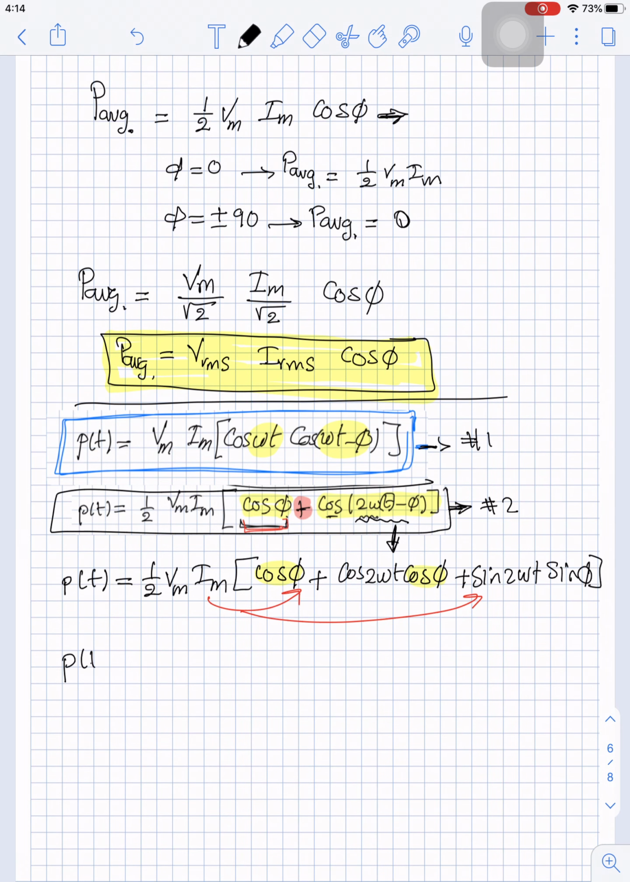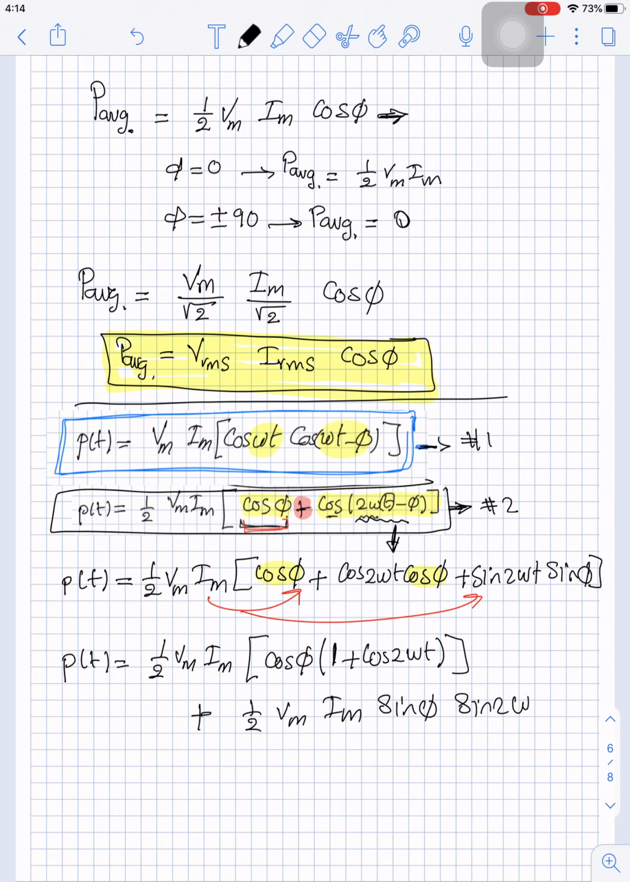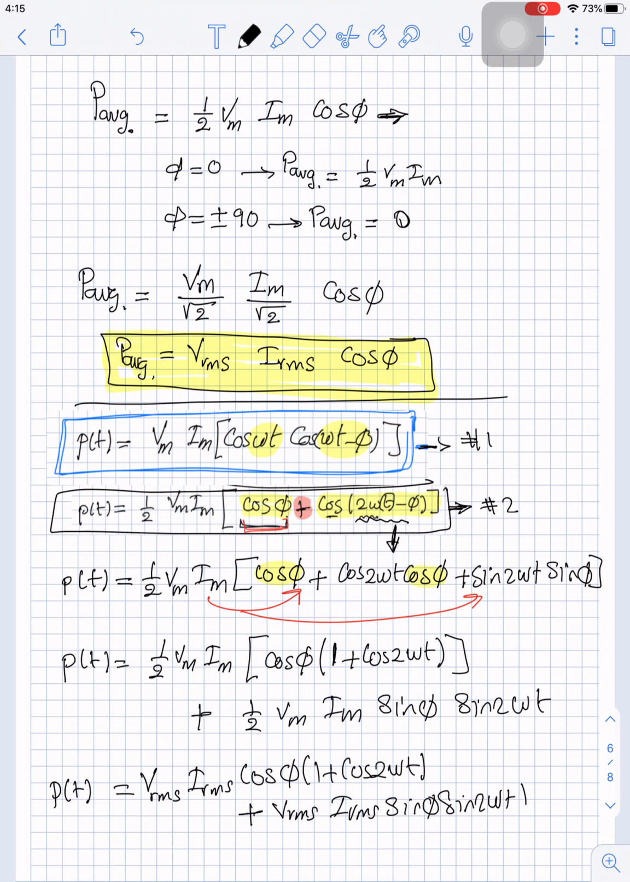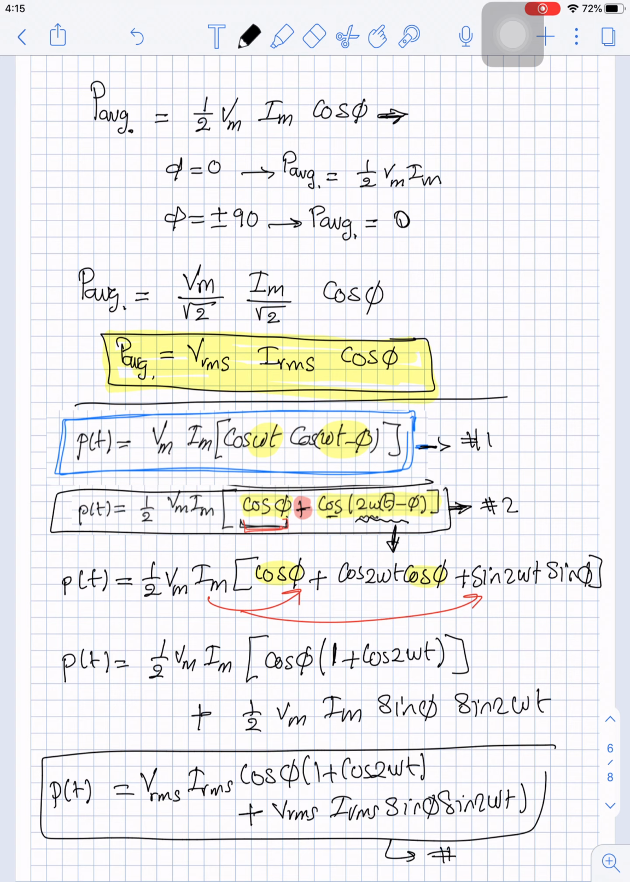So we will have P of t equals half V max I max cos phi multiplied by 1 plus cos 2 omega t, plus half V max I max sine phi sine 2 omega t. Or we can write it in RMS values as V RMS I RMS cos phi multiplied by 1 plus cos 2 omega t, plus V RMS I RMS sine phi sine 2 omega t. And this is form 3. Again, form 1, form 2 and form 3 are the exact same equation, but in different representations. No approximations are done here.